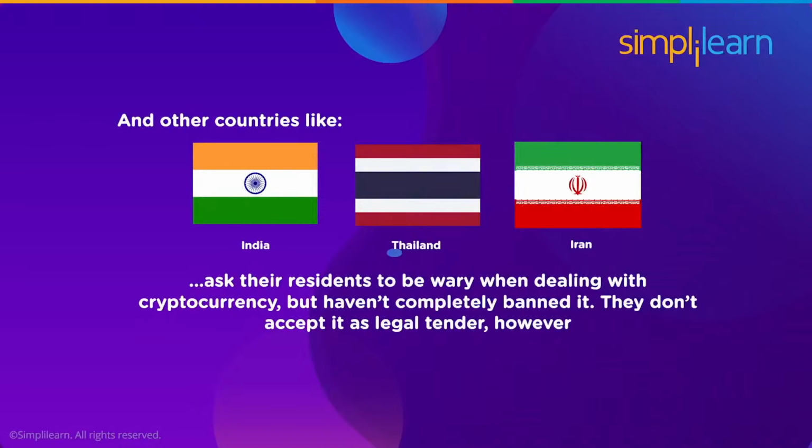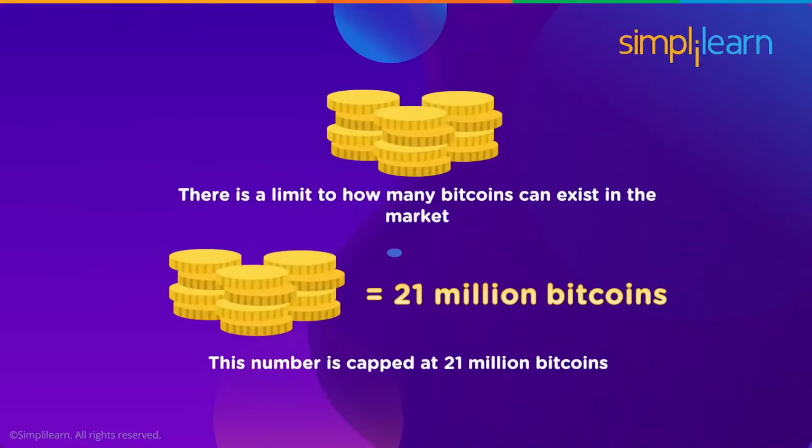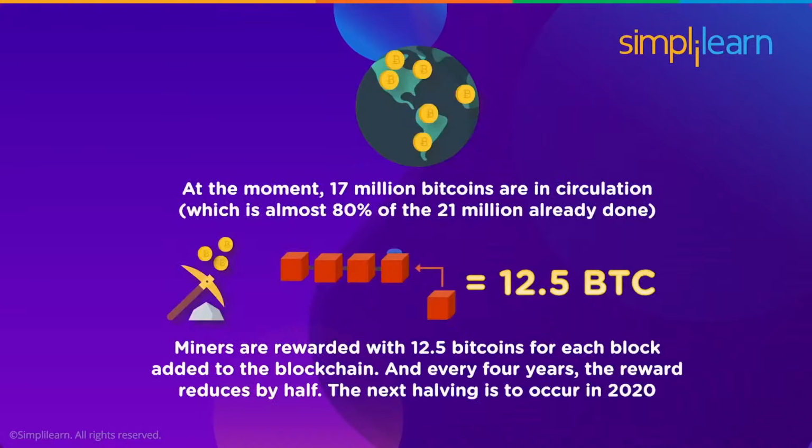They do not accept it as a legal tender though. Limited number. There's a limit to how many Bitcoins can exist in the market. This number is capped at 21 million Bitcoins. As of this moment, 17 million Bitcoins are already in circulation. To give you an idea, that's almost 80% of the 21 million already done. But don't worry, until 2140, we'll still have bitcoins to mine.